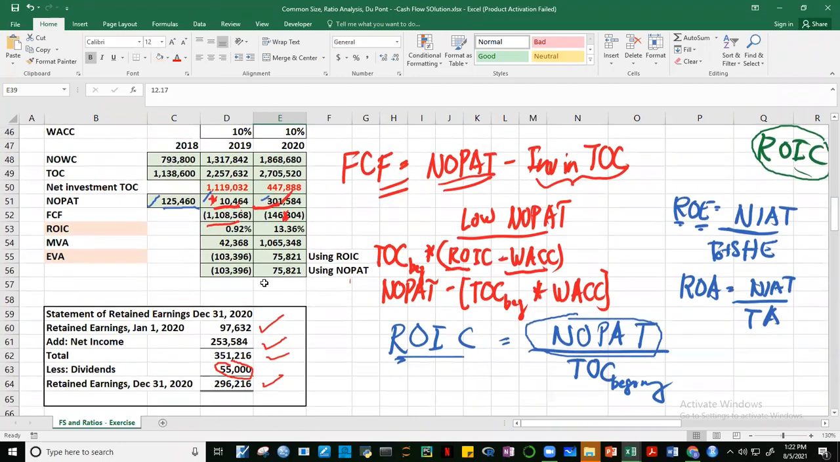All right, so those are the measures that we want to know, guys. Yung ROIC, MVA, EVA. Itong mga to, guys, makukompute lang natin kung alam natin yung NOPAT at saka yung TOC at saka net investment.